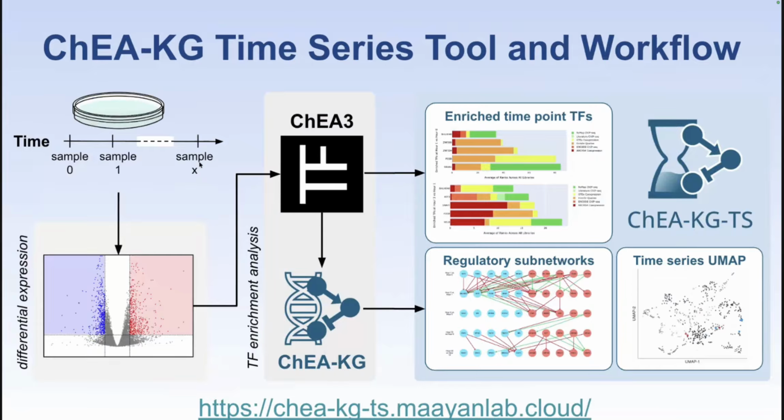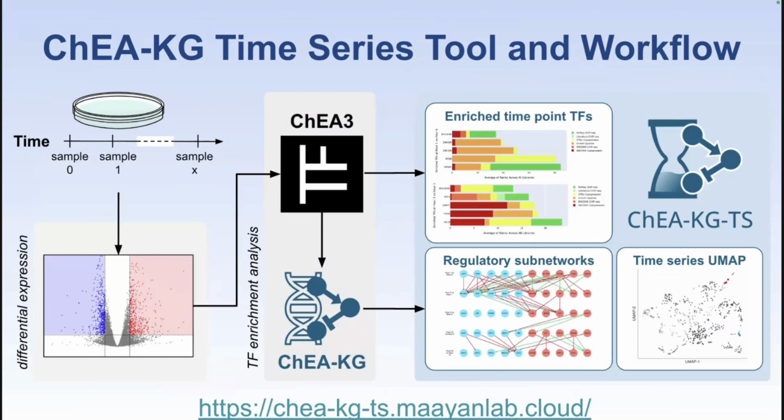So here is a more thorough description of that workflow. We start with a time series experiment, and then automatically compute up and down regulated genes at each time point, or you can provide pre-computed ones if you have that. And then these gene sets are submitted to ChEA-3 to produce the enriched transcription factors at each time point. These transcription factors are then fed to ChEA-KG to produce time series subnetworks.